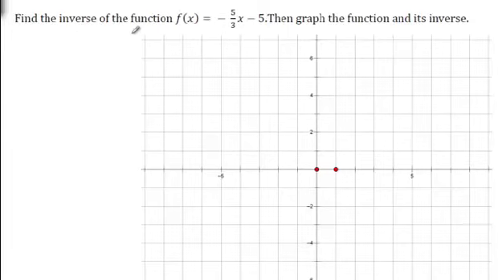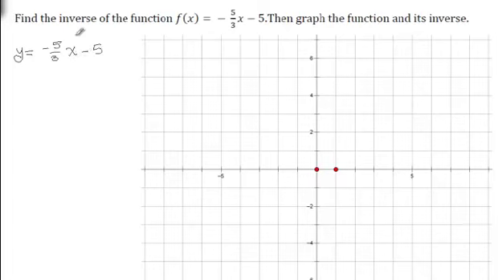Now, find the inverse of the function f of x equal to minus 5 over 3x minus 5. Then graph the function and its inverse. So here you have to take care. We have to find the inverse and we have to graph the two graphs, the function and its inverse. First of all, f of x is equal to this. So we write it, f of x, which is y equals minus 5 over 3x minus 5.